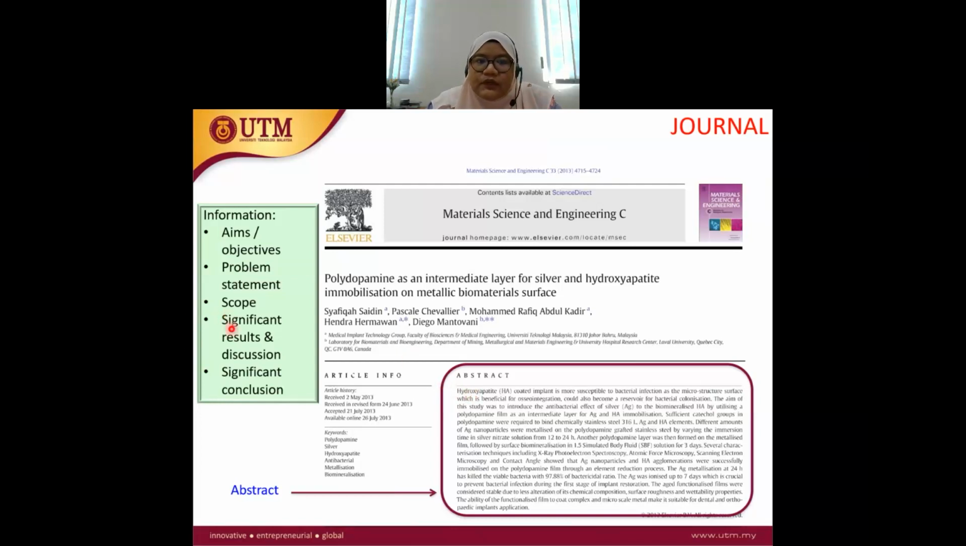Okay, the scope. Okay, the significant result and discussion. Scope is most probably the method. Significant result and discussion, and also the significant conclusion. Why are they significant? Which means there may be so many conclusions in this research, but the most significant one must be right in the abstract.